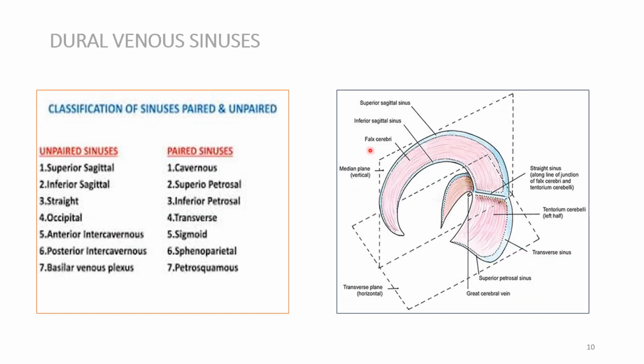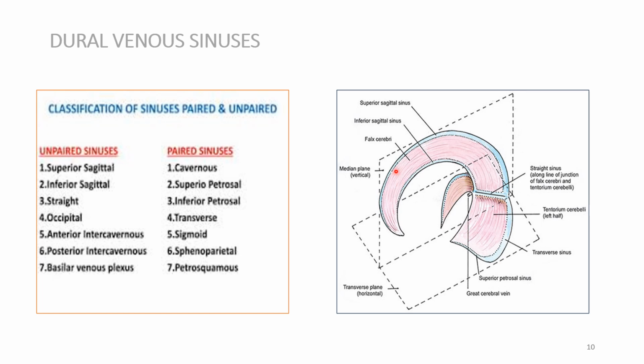Now coming to the dural venous sinuses. So what are the paired and unpaired sinuses which are present in the dura mater? The unpaired sinuses are superior sagittal sinus, inferior sagittal sinus, straight sinus, occipital sinus, anterior and posterior intercavernous sinuses, and basilar venous plexus. The paired sinuses are cavernous sinus, superior and inferior petrosal sinuses, transverse sinus, sigmoid sinus, sphenoparietal sinus, and petrosquamous sinus. So some sinuses are shown here.